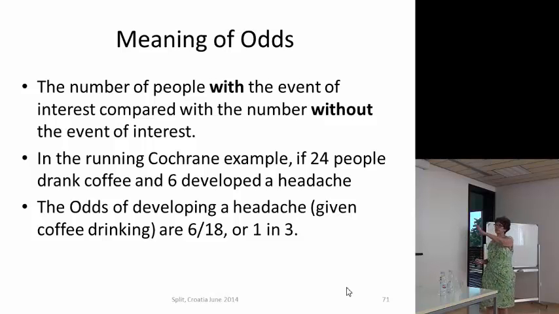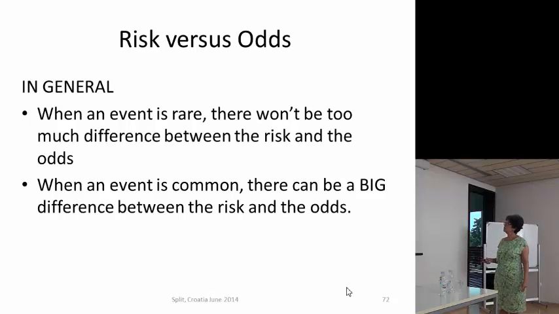Okay, so the whole point of this discussion on binary data is how the choice of an index really matters, and you have to think carefully about it because they have different properties and they convey different information to our intuitive sense. Okay, so in general though, if something is rare, there's not going to be that big a difference between the risk and the odds.